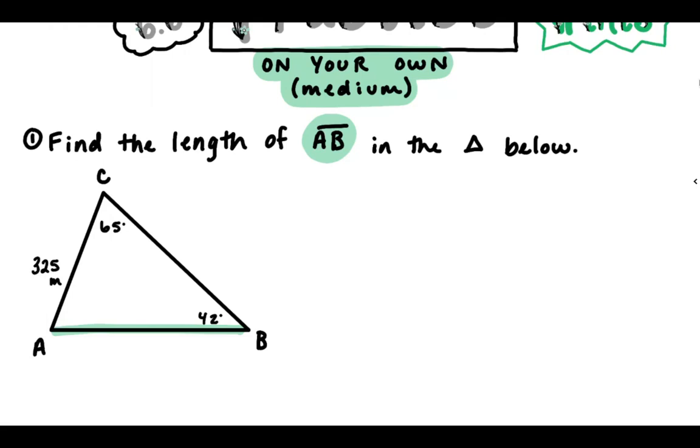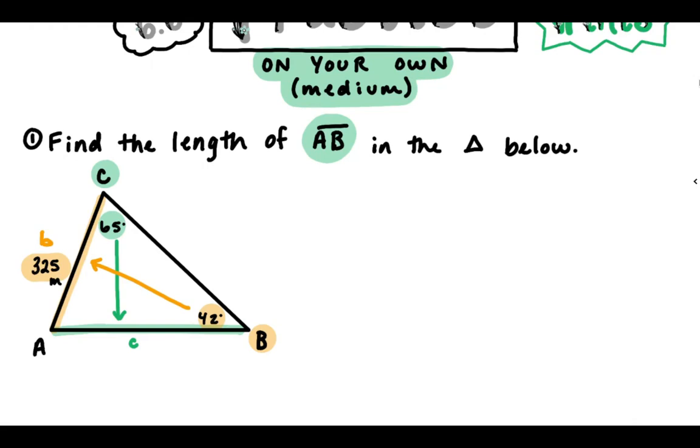I notice that that side is across the triangle from angle C. Since the side we want is across the triangle from angle C, I'm going to call it little c. Once we have that, what else are we given? We're given angle B, and the side opposite angle B is 325 meters. So I've got another side and angle pair, and since that 325 side is opposite angle B, I'm going to call it little b.